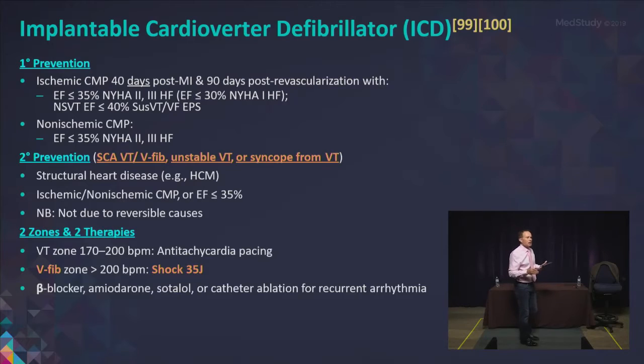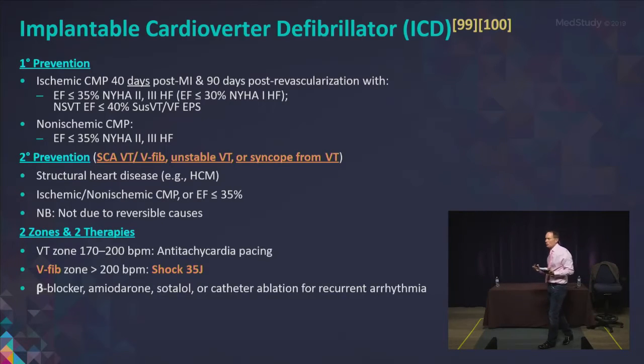So in those cases, honestly, most of them are going to get a device. But if there's a specific and clear reversible cause at the moment that they had the VT, like their potassium was 2 and they had VT and now it's fixed, then you can consider not doing it. But in all other cases, most of the time they're going to end up with a device.